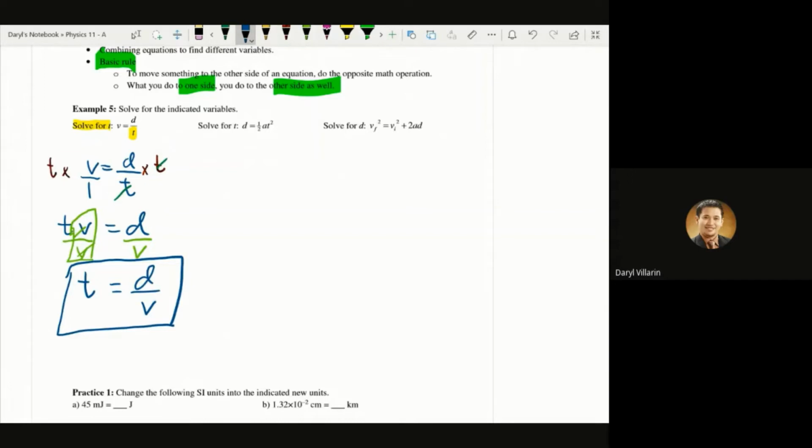So let's move on to the second one. Again, this is an equation for maybe uniform motion. d is equal to 1/2 a t squared. This is still a kinematic equation, okay? But I need to solve for t. So same thing.